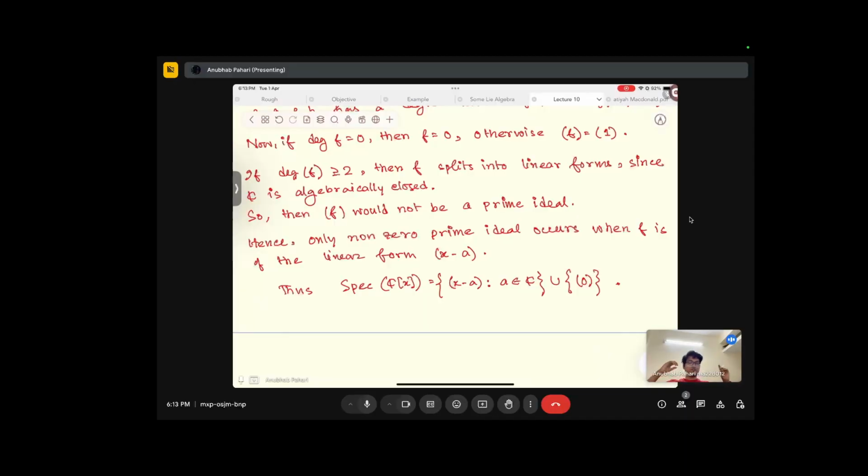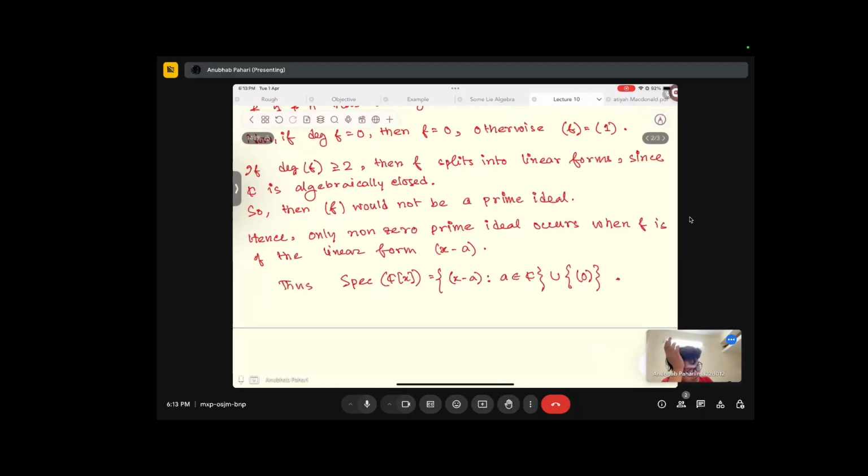Now, one thing to notice is that it has a generic point, right? Meaning it has a point whose closure is the whole set. I will be coming to that, which is closure and everything, but for now, let's leave it. Okay. Now we will be coming to Spec R[x].